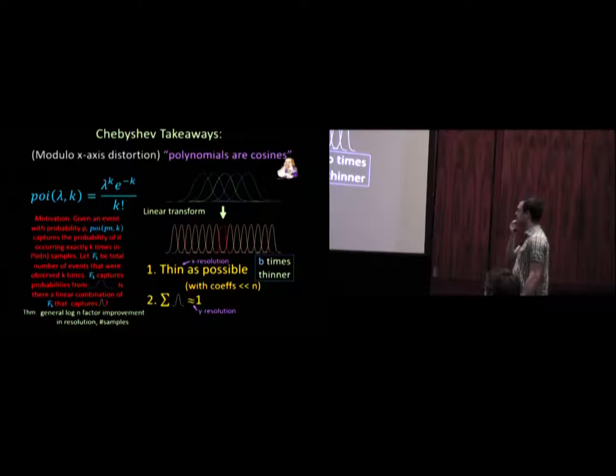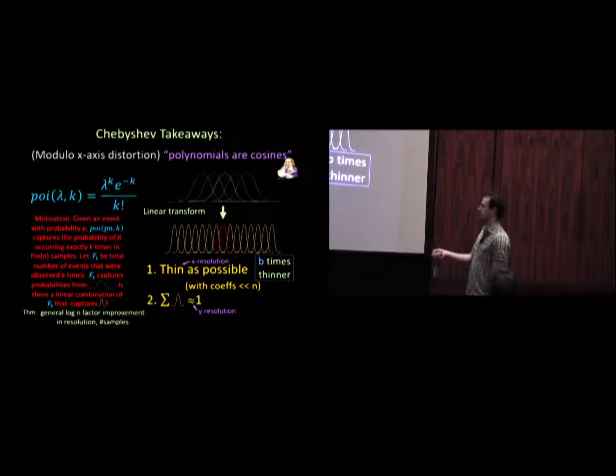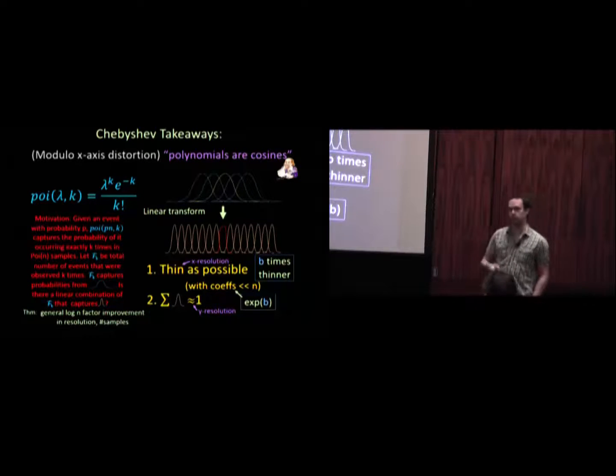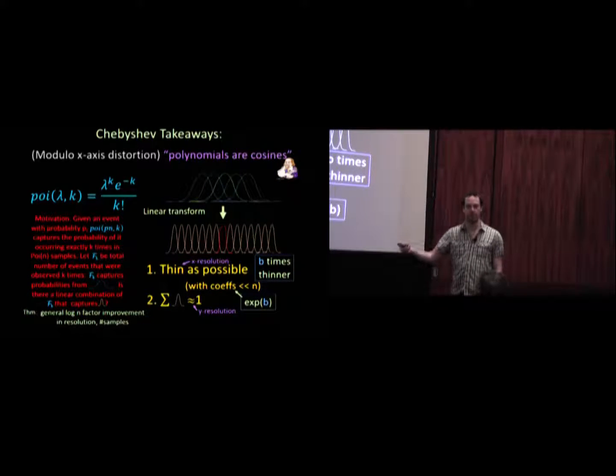And okay, so again, where does the log come from? This is maybe the only mystery left on the screen here. So what we wanted is to start out with some bumps and end up with thinner bumps. How much thinner? I don't know, b times thinner. What does it take to get bumps that are b times thinner? b times thinner means you should use the first b cosines.